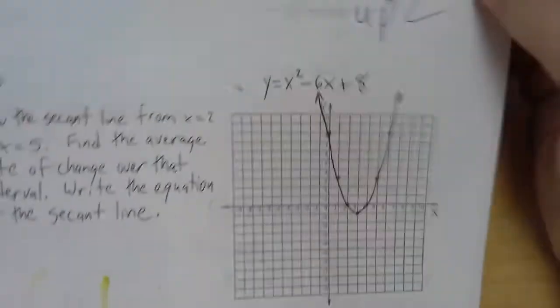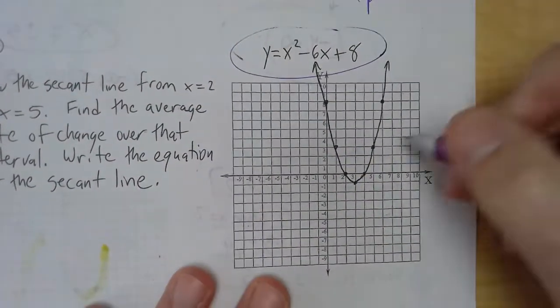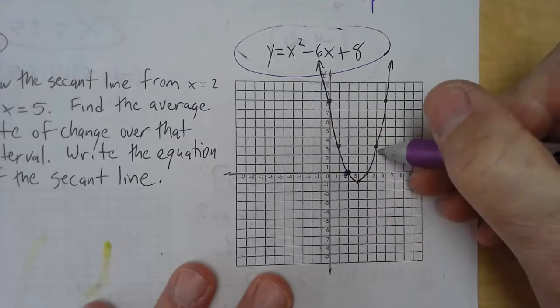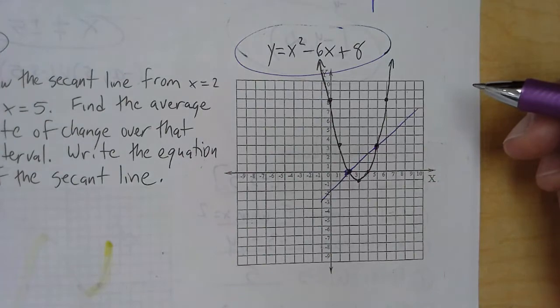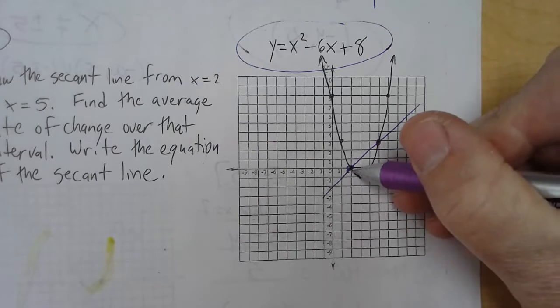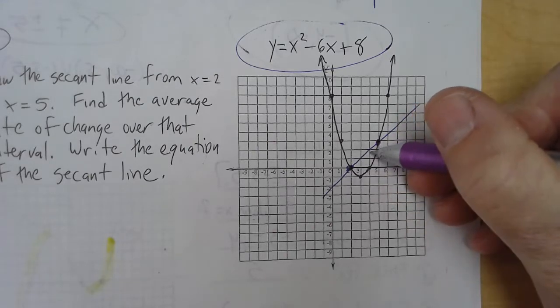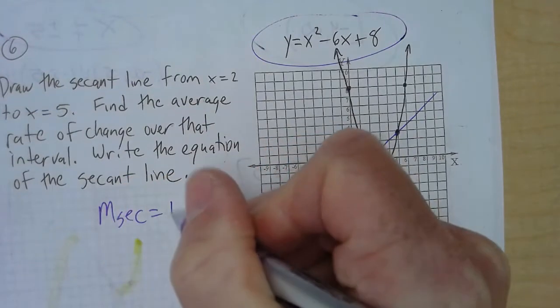Tangent, or the secant line from 2 to 5. So here's the graph of the parabola, and 2 is right here, and 5 is right there. So we just want to know the slope of that, and we want to write the equation of the secant line. So by drawing this in there, I can tell the slope is up 1 over 1, up 1 over 1. So the m secant is equal to 1.